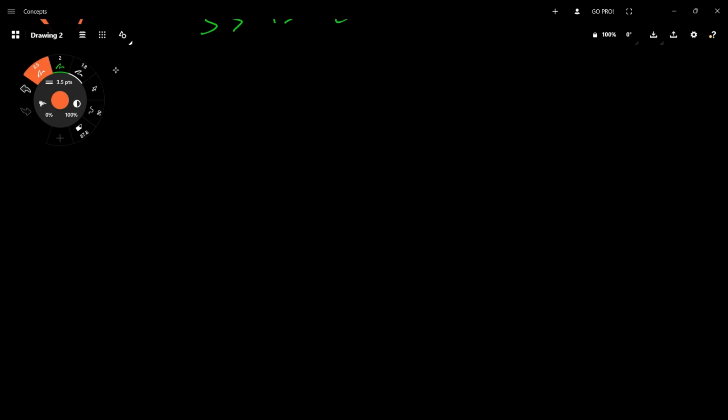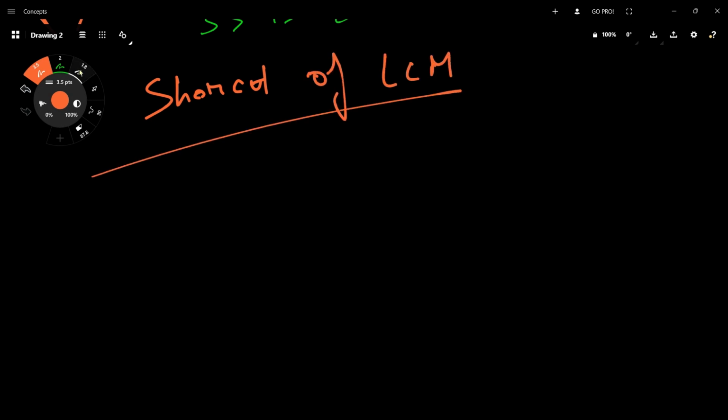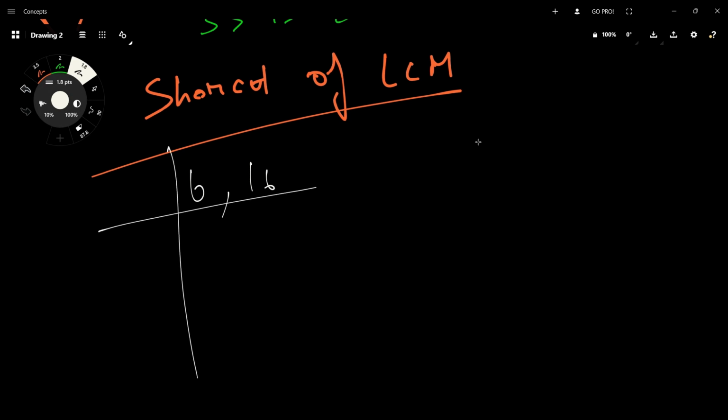Shortcut of LCM. Let us suppose we have two numbers, which are 6 and 16. We will make a little table here. We will choose a number which is a common divisor, a common factor of both. So let us take 2. We can see that 6 is even and 16 is also even. 16 and 6 have a common factor, that is 2.